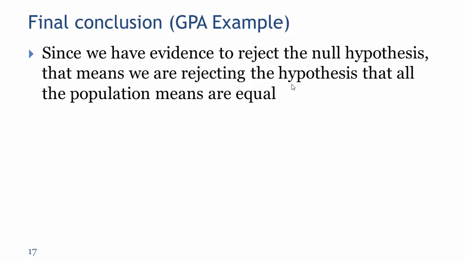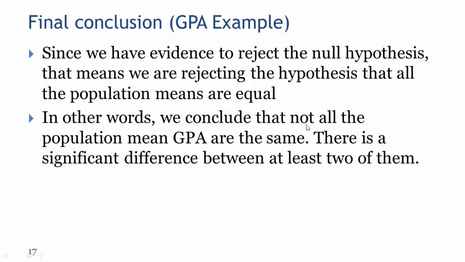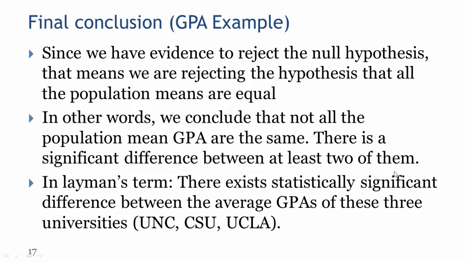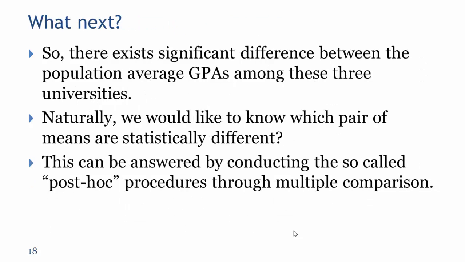Okay, so final conclusion, since we have evidence to reject the null hypothesis, we are rejecting the hypothesis that all the population means are equal, right? So that's the hypothesis that we are rejecting. We conclude that not all the population mean GPA are the same, so there is a significant difference between at least 2 of them. Okay, so that's the conclusion. In simple layman's terms, there exists statistically significant difference between the average GPAs of these 3 universities. All right, so that's how we conclude from this analysis of variance.